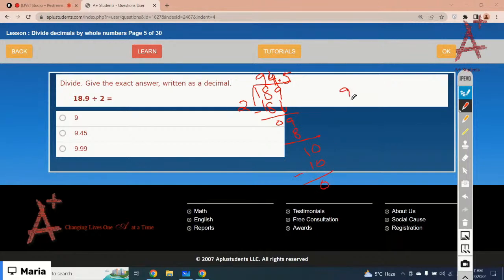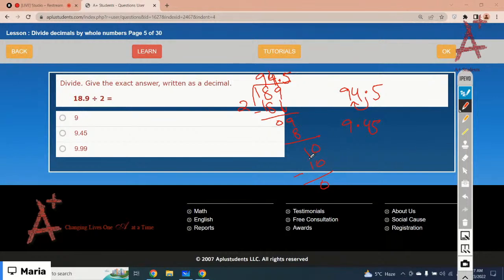So the answer has a decimal point. But the dividend has one decimal place, so you have to move the decimal point one place left. So it would be 9.45. Got it? You have to divide until you get the remainder 0.